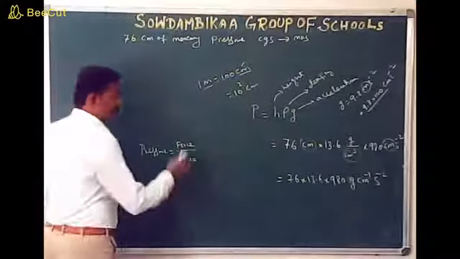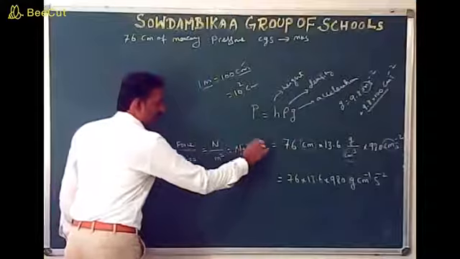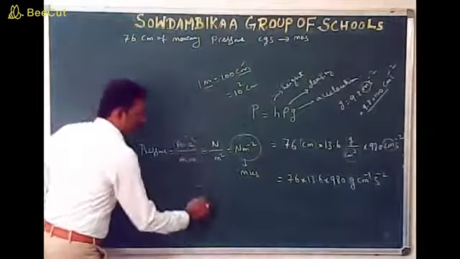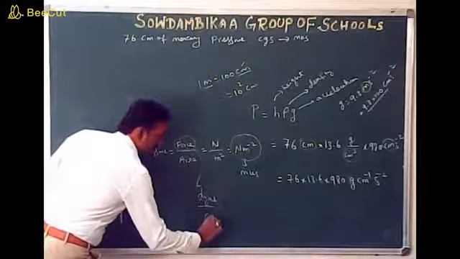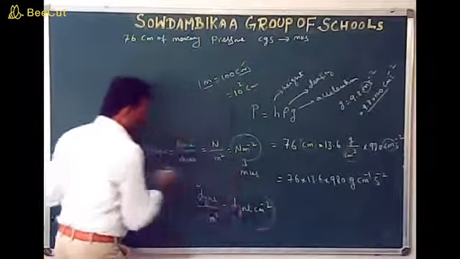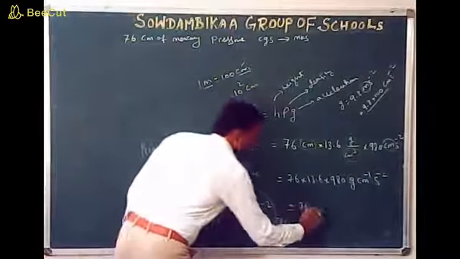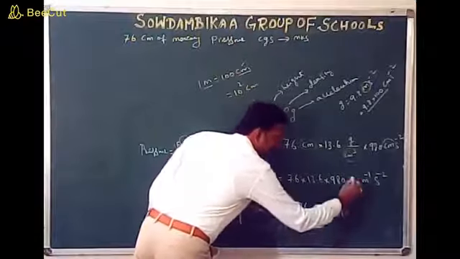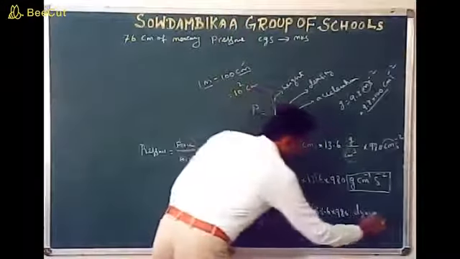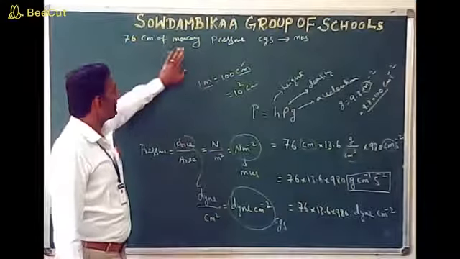In the MKS system, the unit for force is Newton and area is meter square. So Newton meter power minus 2 is the unit for MKS. But in CGS, the unit for force is dyne and area is denoted by centimeter square. So dyne centimeter power minus 2 is the equivalent unit for pressure in CGS. So we may write the equation 76 into 13.6 into 980 dyne centimeter power minus 2. Now I am explaining the question only.